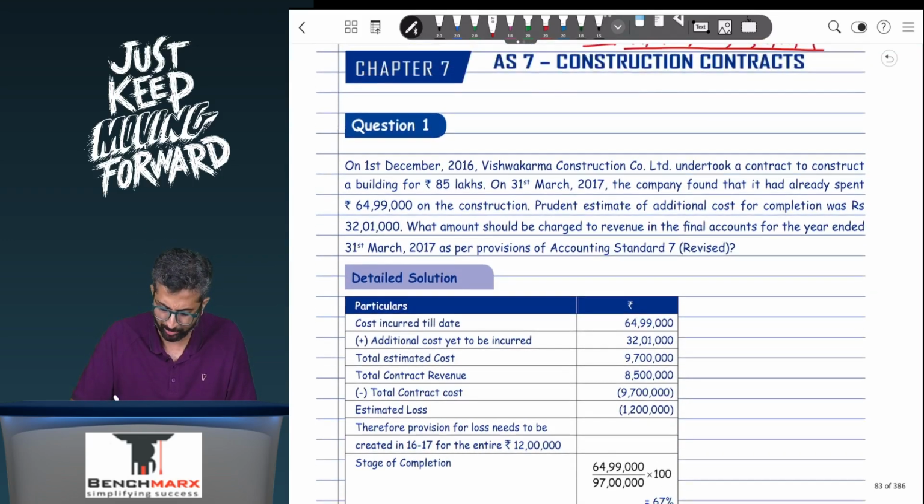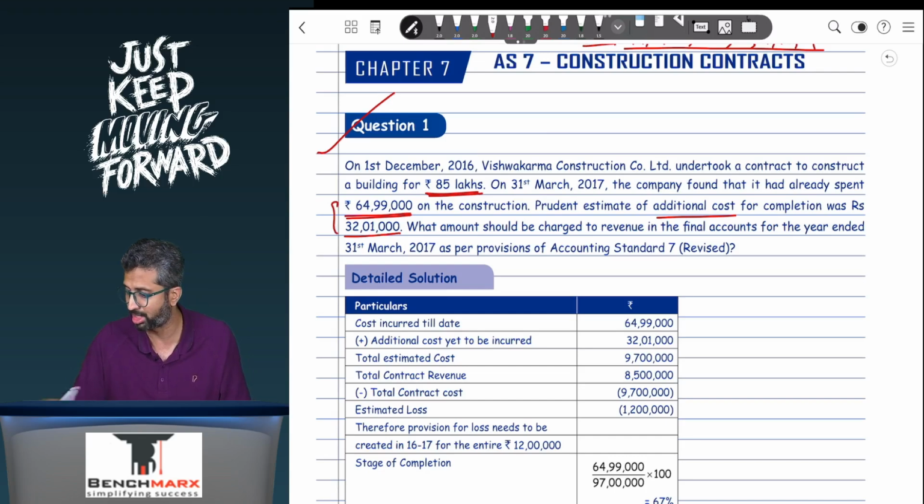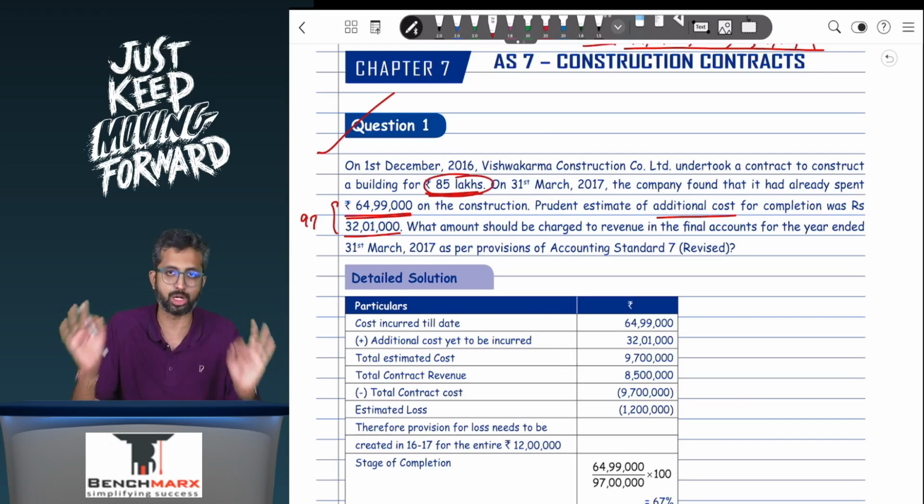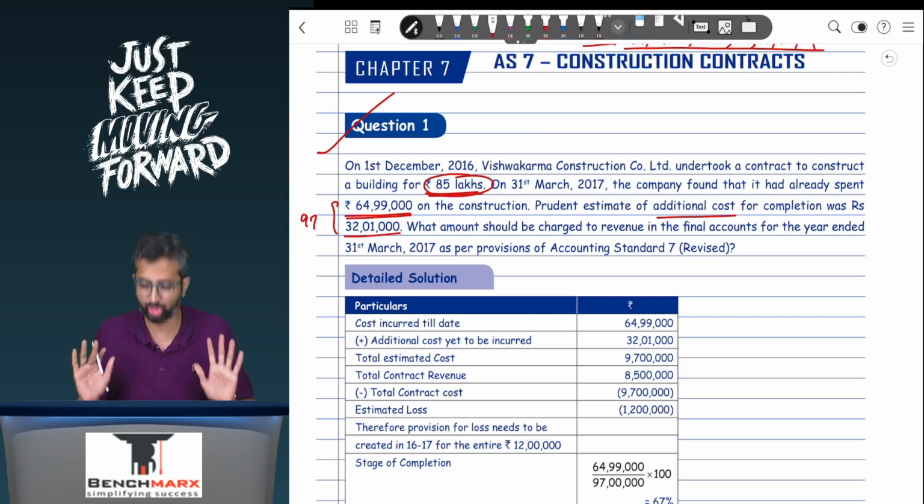Go to question number 1. On 1st December, Vishwakarma Construction undertook a contract to construct a building for 85 lakhs. That is your contract revenue. On 31st March 17, the company found that it had already spent 64,99,000 on the construction, and prudent estimates of additional cost for completion was 32.01, which means if I look at the total estimated cost, 64.99 plus 32.01 should come to around 97 lakhs. The selling price is 85 lakhs, and hence there seems to be an estimated loss of 12 lakhs for which I need to create an immediate provision.